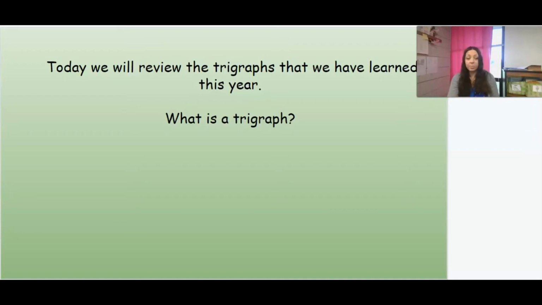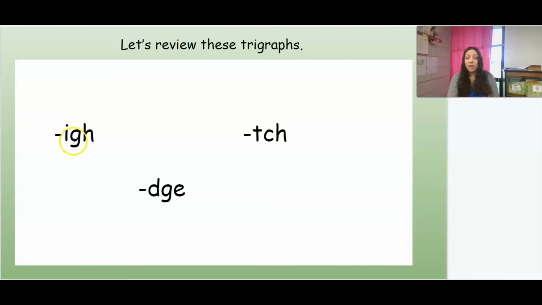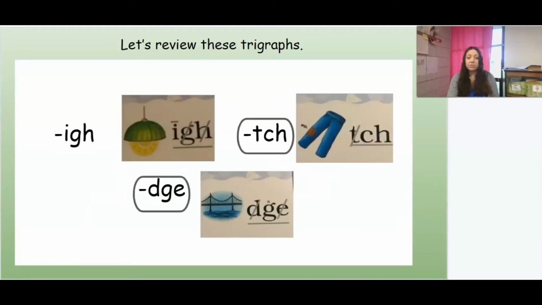And we've only had a couple. We've got trigraph IGH, trigraph TCH, and trigraph DGE. And two of these we just learned about just a couple weeks ago. All right, so for our letter cards, we have light, I, trigraph IGH, and you can tell, look, it's the long I. We cross off that G and the H because you don't hear it at all.